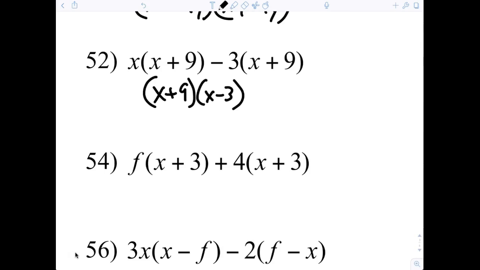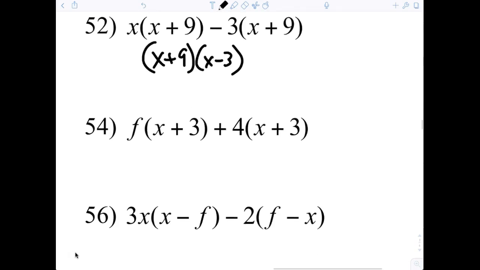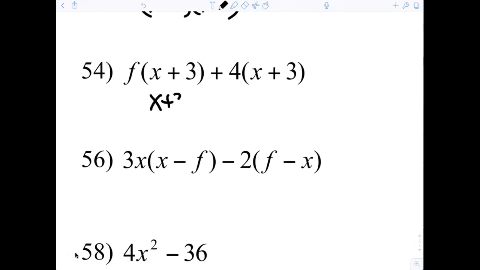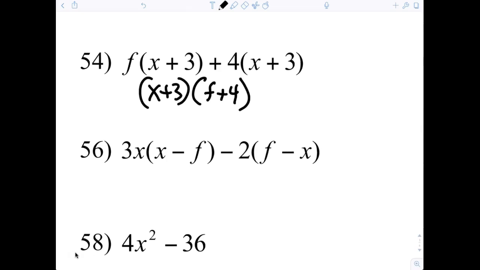All right. 54 should be pretty easy. X plus 3 and x plus. I like these ones. These ones just don't require much. Okay, 56. It's the wrong order, you gotta switch the signs.